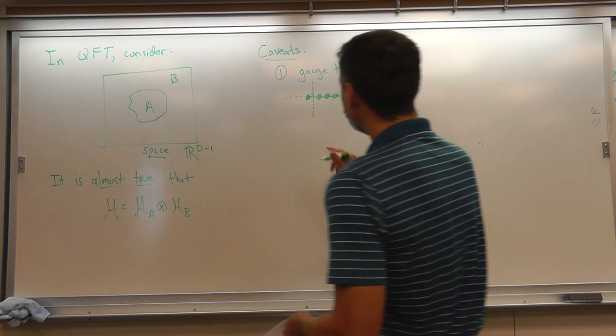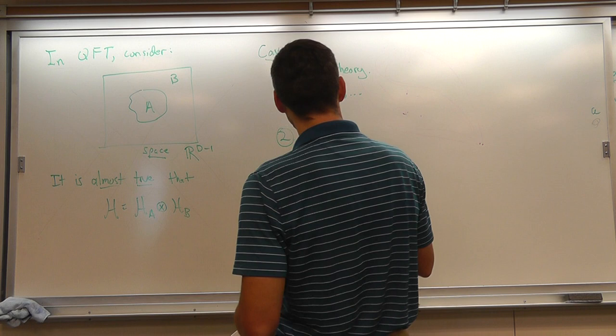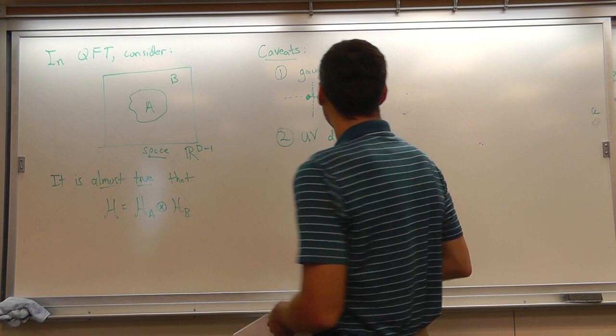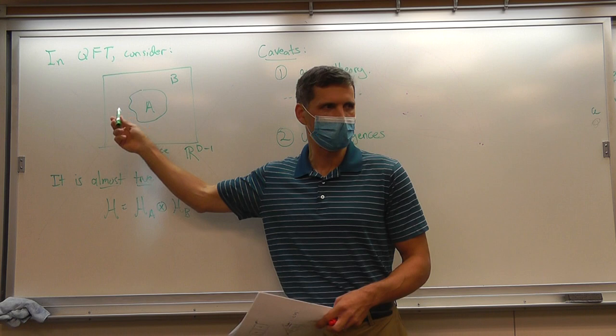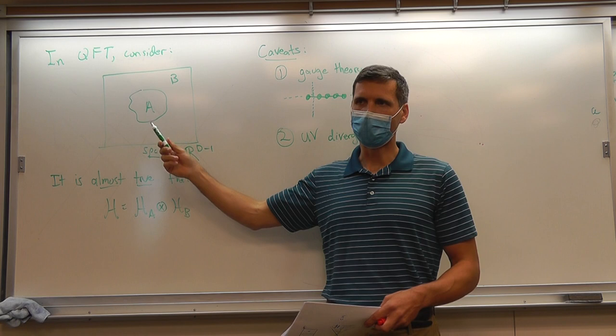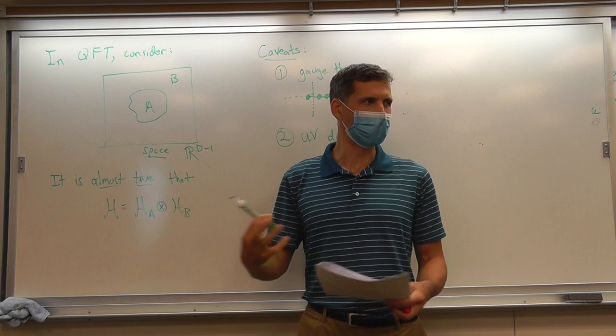The other caveat is present in all quantum field theories. And that's the problem of UV divergences. It's not quite true that you can define a Hilbert space associated to B and a different one associated to A that factorize from each other. If you try to write down the corresponding density matrices, you'll encounter UV divergences and it just won't make any sense.